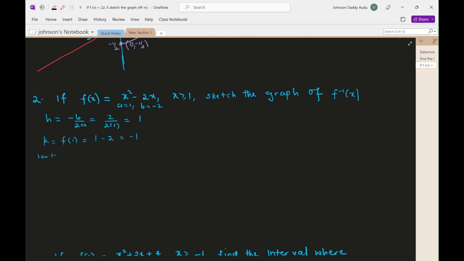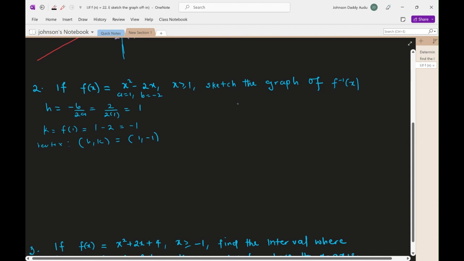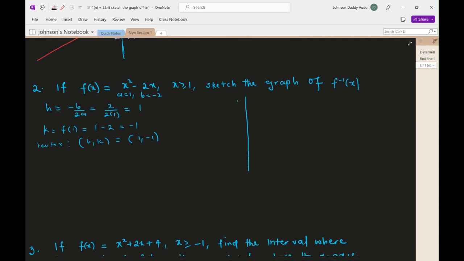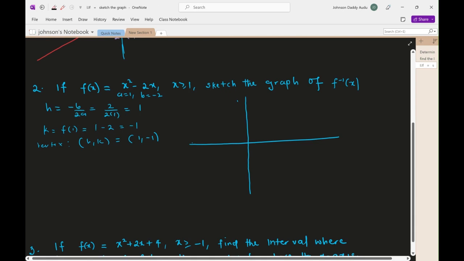So we know that the vertex is just (h, k), which is 1 and minus 1. Now we know that this is going to open up because the coefficient of x squared is positive. So the vertex is at 1 and minus 1.